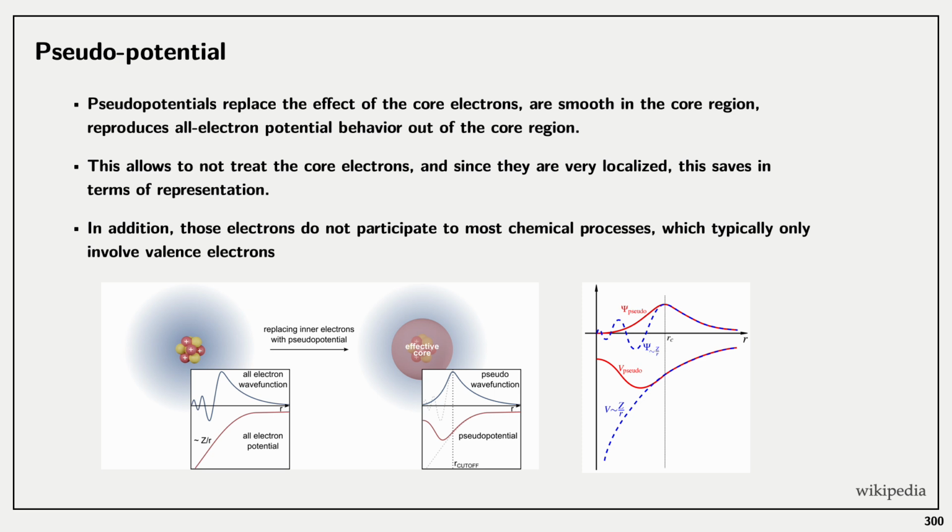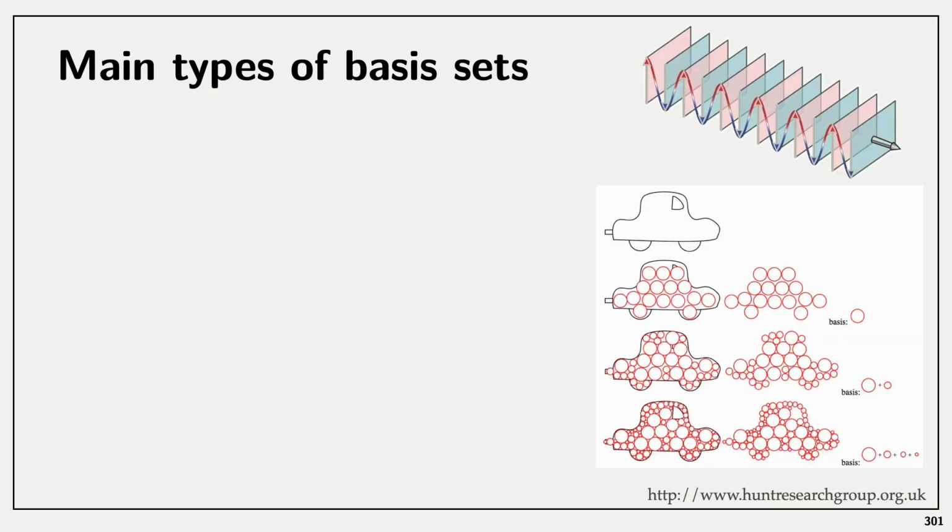So let's now talk about the main types of basis sets. The first basis set, which actually led to Pople winning the Nobel Prize in Chemistry, along with Walter Kohn, is the development of Gaussian basis sets.